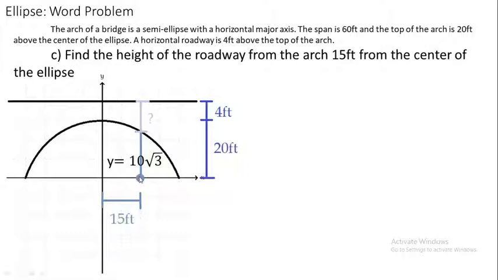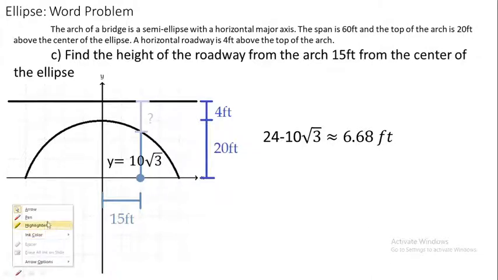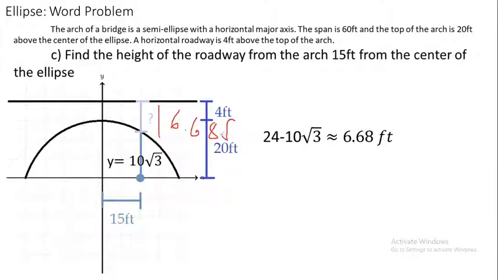So we know the height from the arch to the major axis at 15 feet away from the center. Now, in order to get this distance, we just need to subtract 10 square root of 3 from the 24 feet, the combined height of the arch and the roadway. 24 minus 10 square root of 3 is approximately 6.68 feet. So it means that the height of the roadway from the arch is 6.68 feet.